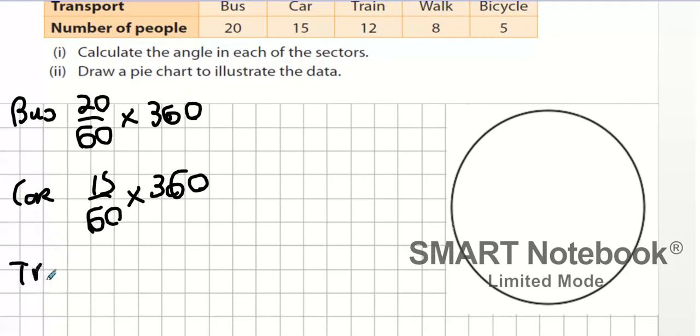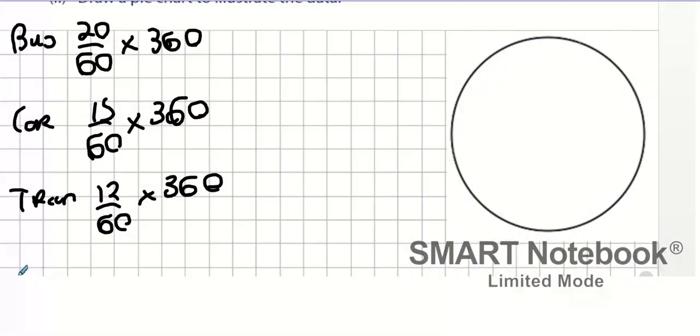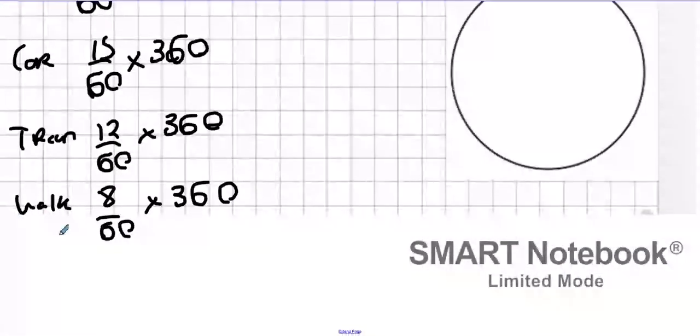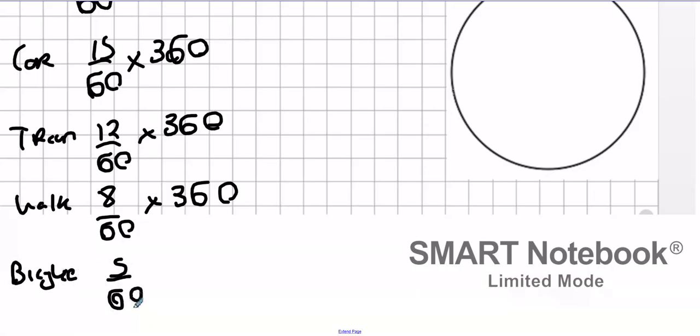Train was 12 out of 60, and we need to multiply that by 360. The walk was 8 out of 60, and once again, we need to multiply that by 360. And then the bicycle was 5 out of 60, multiplied by 360.